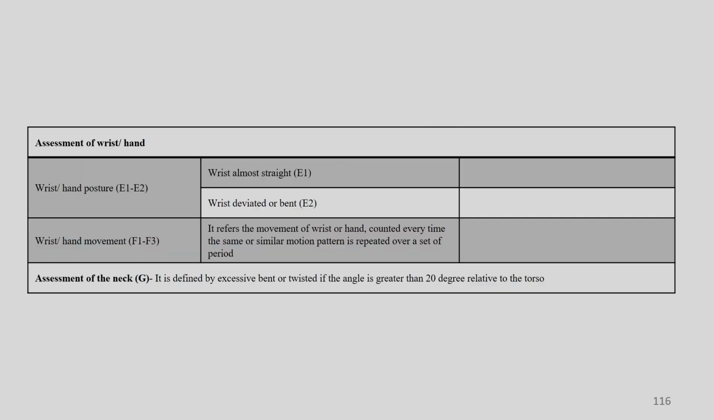Fine. Assessment of the wrist and hand: E1, E2, and for movement, F1 to F3. Now the assessment of the neck is G. It is defined by excessive bend or twist if the angle is greater than 20 degrees relative to the torso. So you stand straight and you see whether it is more than 20 degrees or not. So this is the first part.